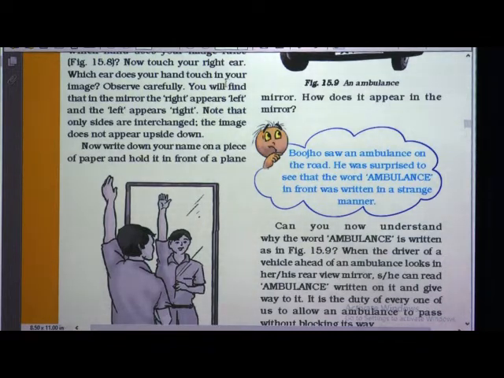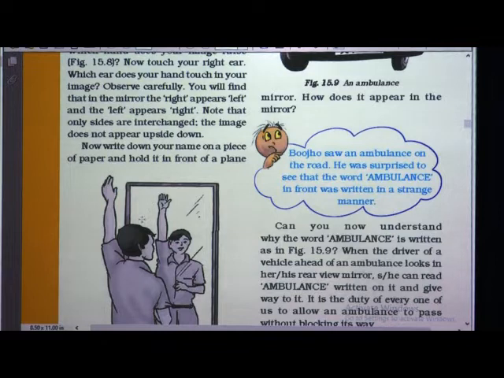That is why in a plane mirror, though we can see an exact image of ourselves or of any object, there is a difference. What is the difference? You will find that in the mirror the right appears left and the left appears right. This is the main conclusion of this activity. Note that only sides are interchanged.